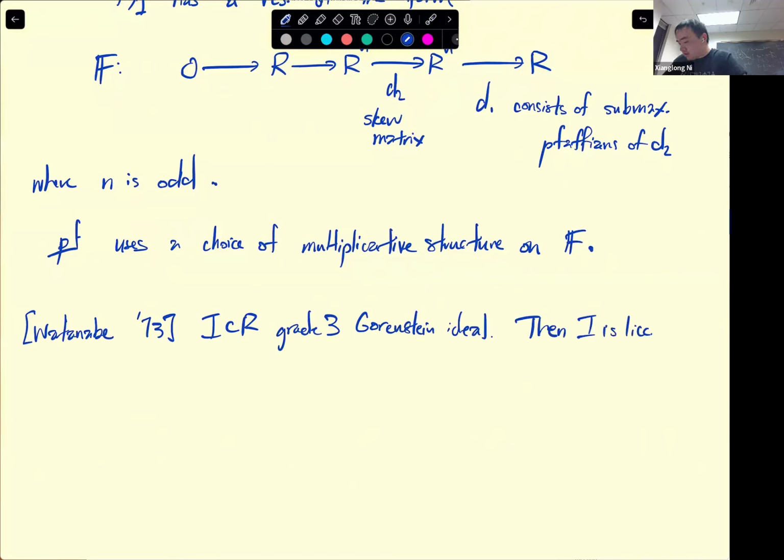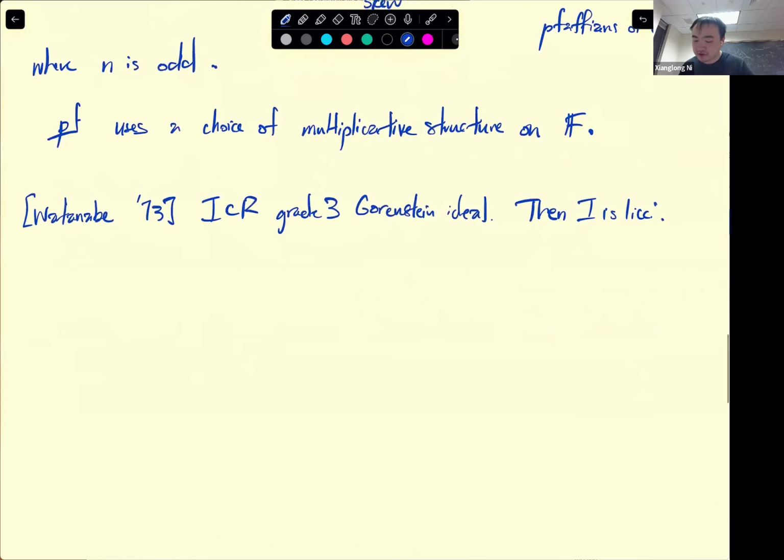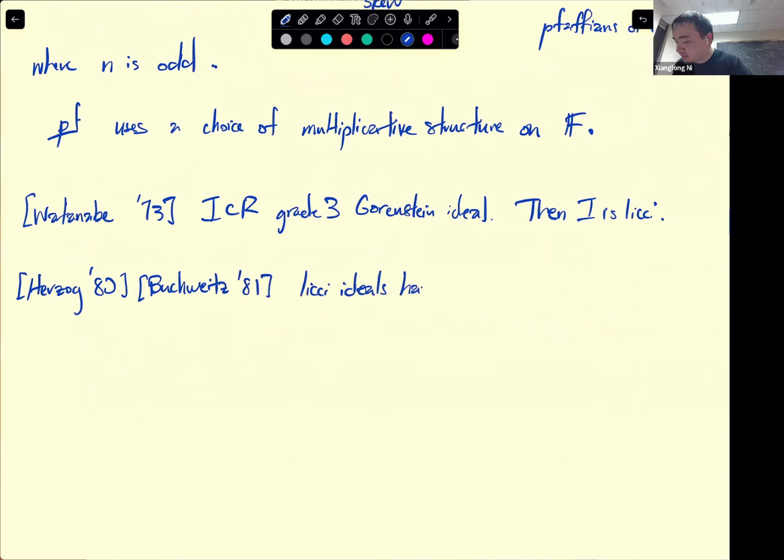Now, I'm not going to talk a whole lot about linkage in this talk, so I'm not going to really go and define this. For the time being, you can just think of licci as being an adjective that just means nice. And to give you an idea of what nice entails, so Buchweitz and Herzog, so Herzog in '80 and Buchweitz in '81. So again, I'm going to be very hand-wavy about this and just say licci ideals have nice deformation theory.